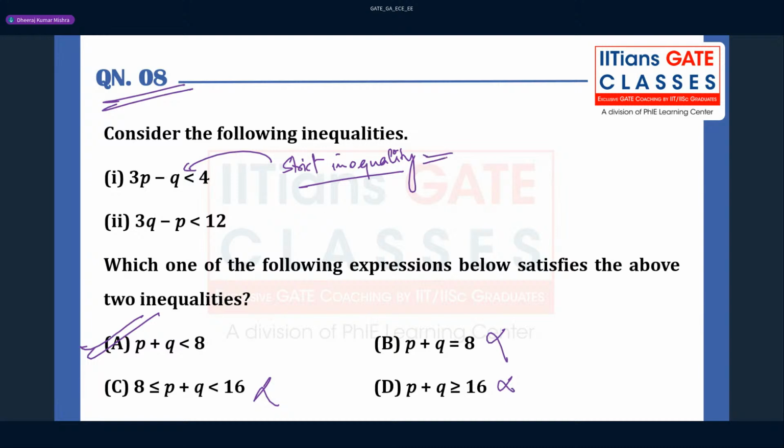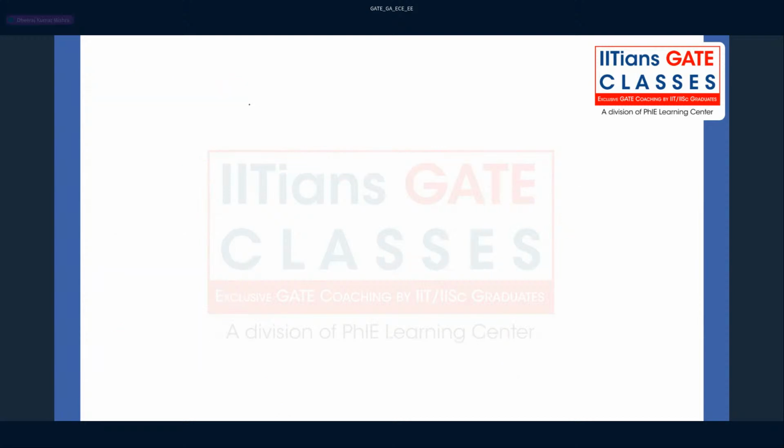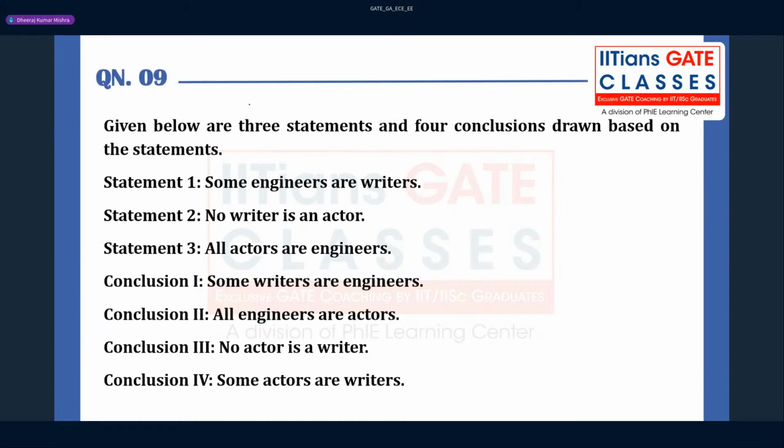So if there is a strict inequality in the question, the answer should also be strict. If the question has got slack, the answer should also have slack. Okay, these are the conditions that I have told you in the class. So I believe many of you can answer this question in 1 second, the moment you see the question. So option A will be correct. Now let us see this question, guys.